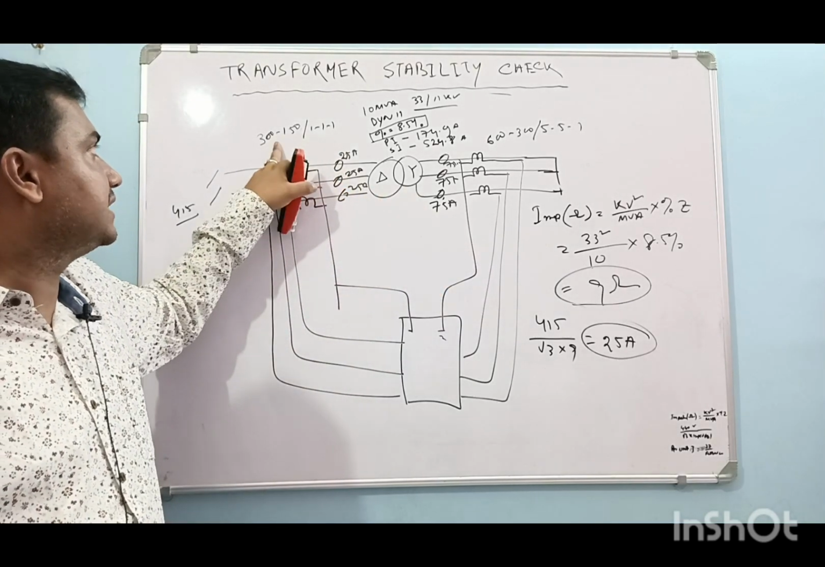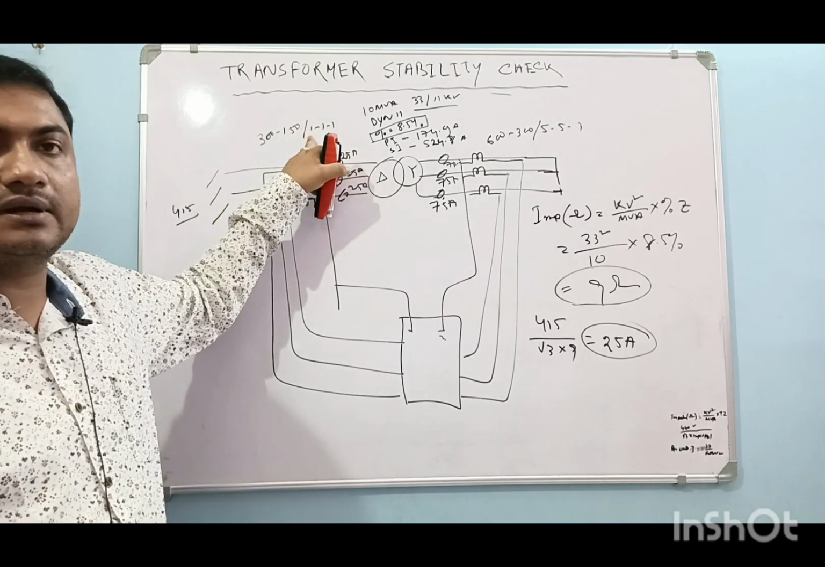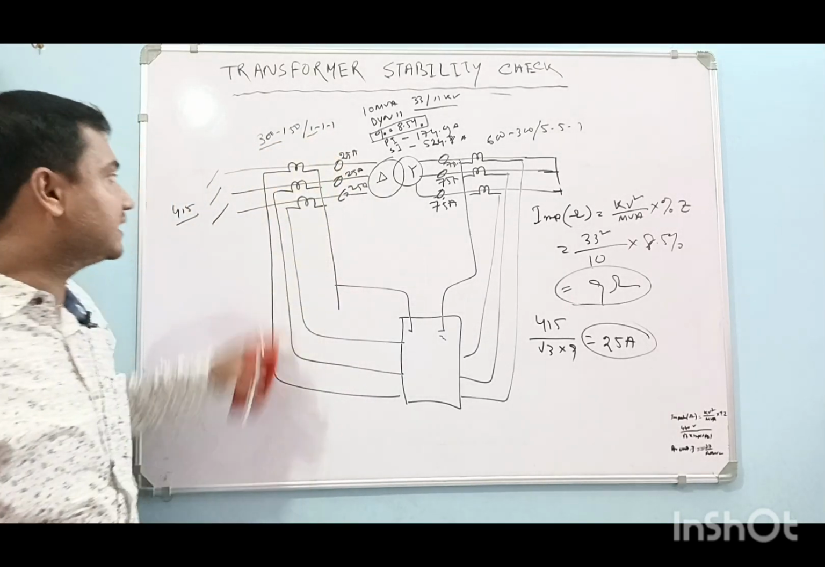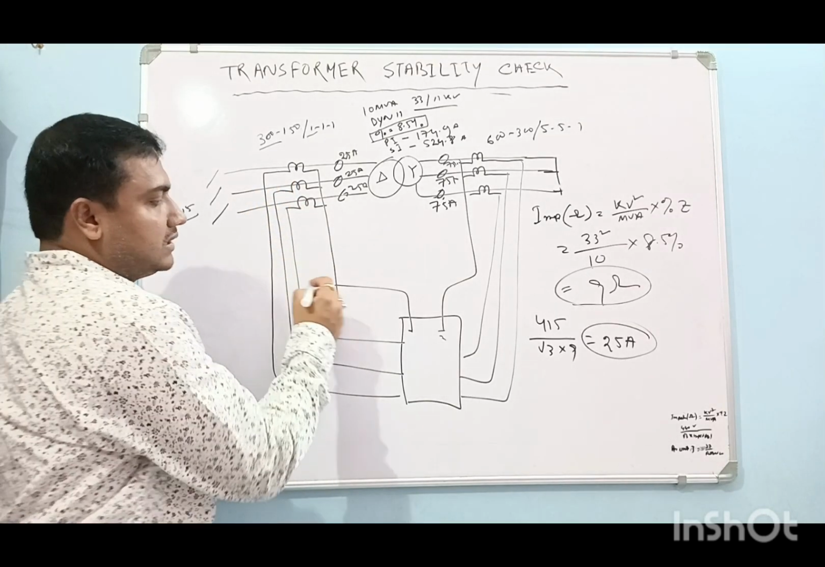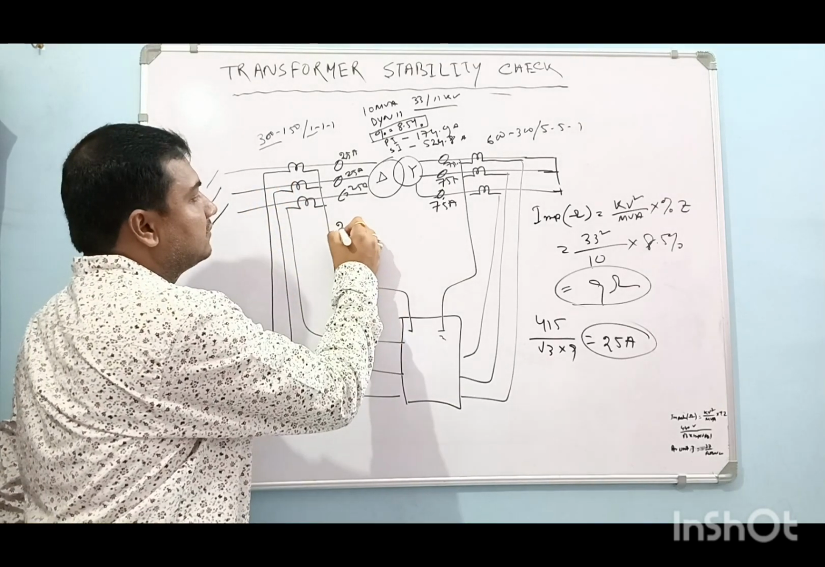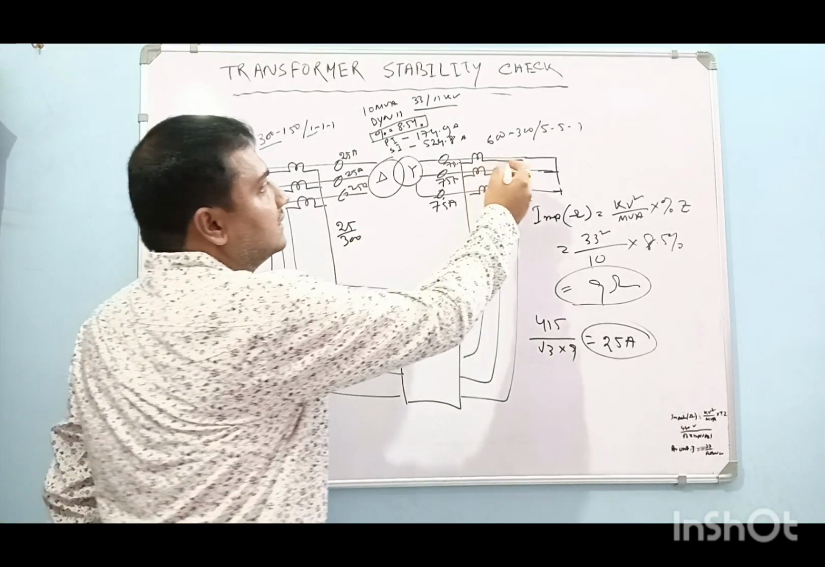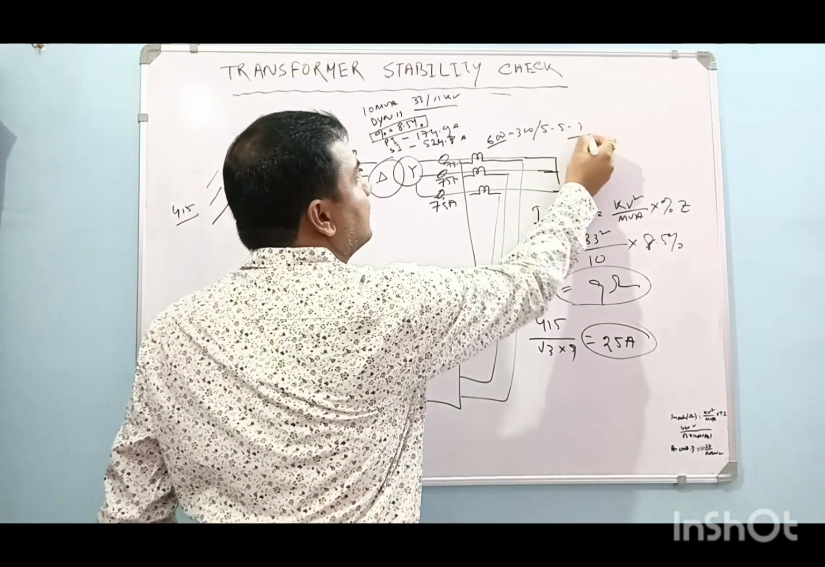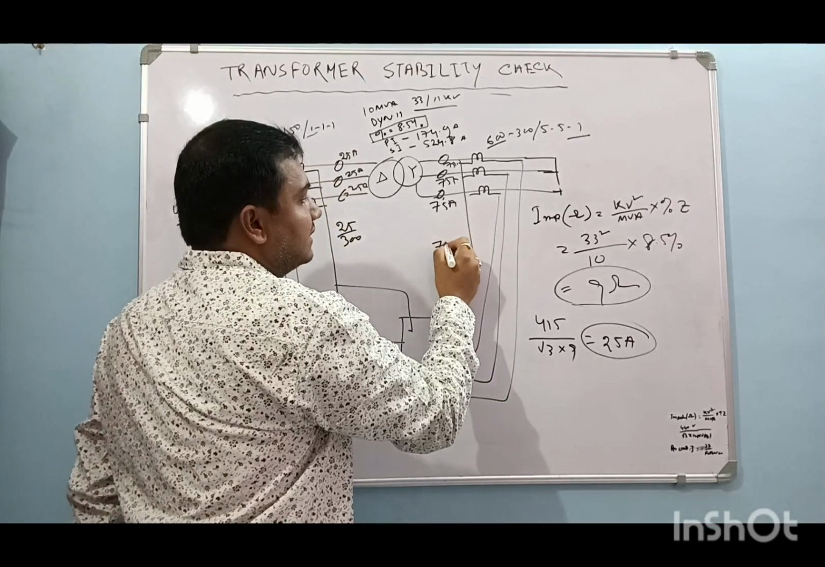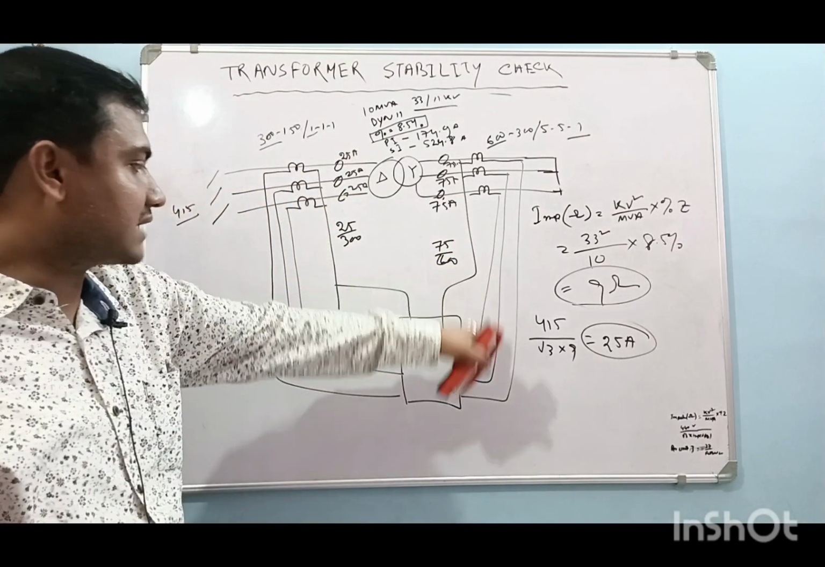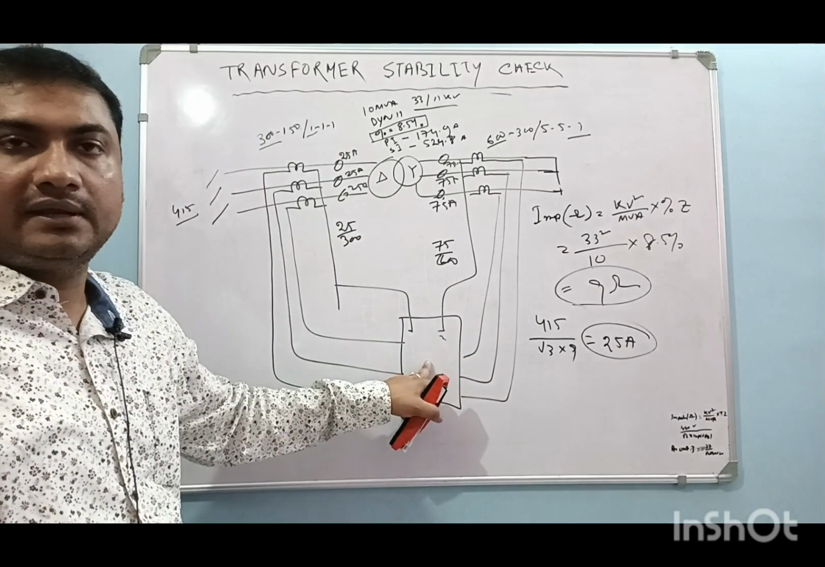Now through the CT, suppose we have taken a 300 by 1 ratio for 33 kV. So the 33 kV CT secondary current will come 25 by 300 ampere. Similarly, on the secondary side, if we take 600 by 1, then it will come 75 by 600 ampere. This current will be the input to the relay.